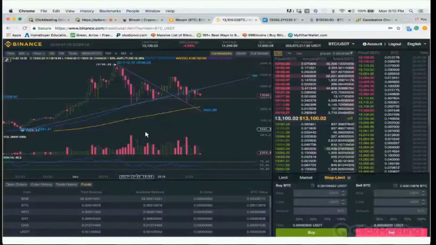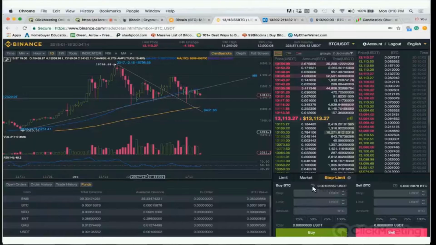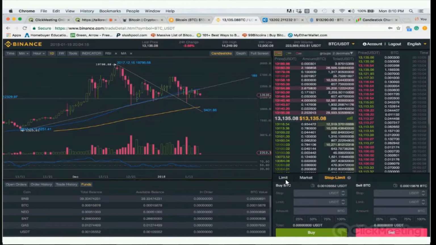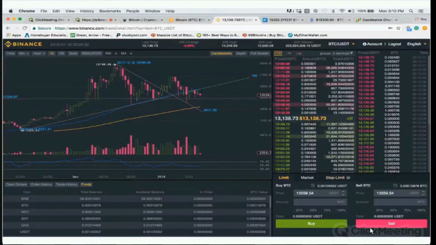Another thing to keep in mind, let me show you what a limit order is. Definitely important to know what a limit order is. A limit order is basically putting a sell or a buy order in the market to execute once the price reaches that price.